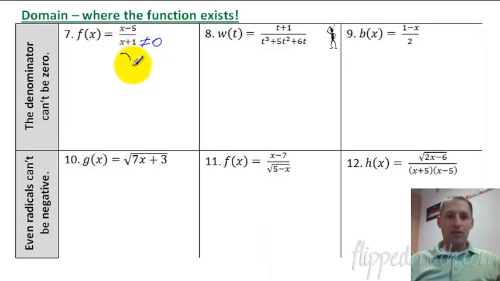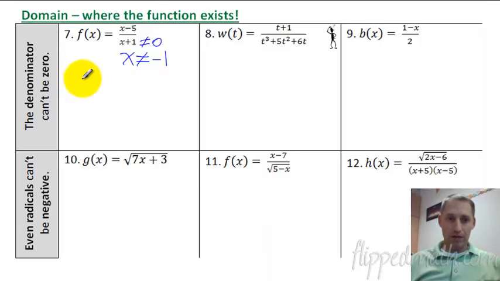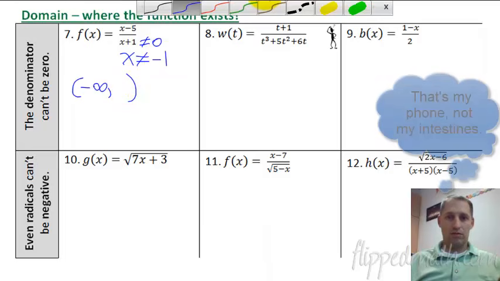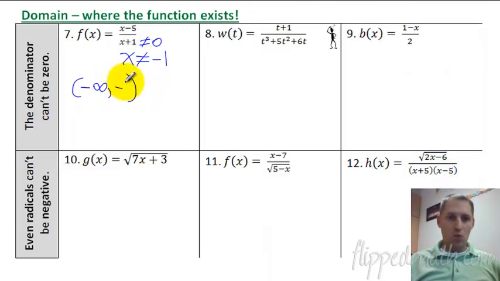So when we solve this, we're going to say that x cannot equal negative 1. So the domain of this thing is everything. If I was doing interval notation, okay, don't write this down. If I was doing interval notation, I would do this. Negative infinity to negative 1, and then union with negative 1 to infinity.